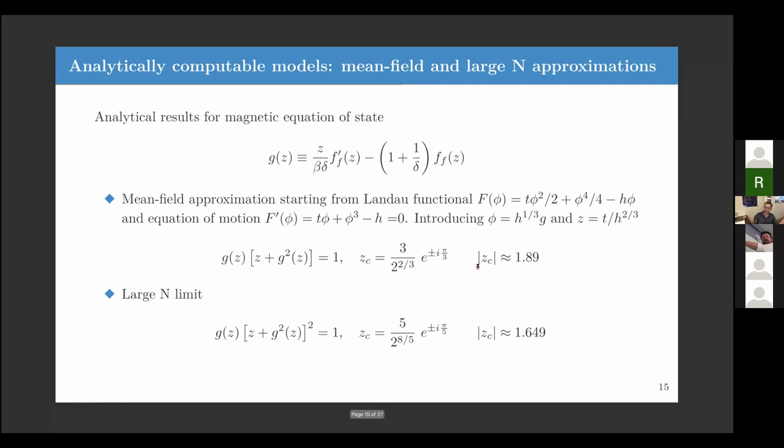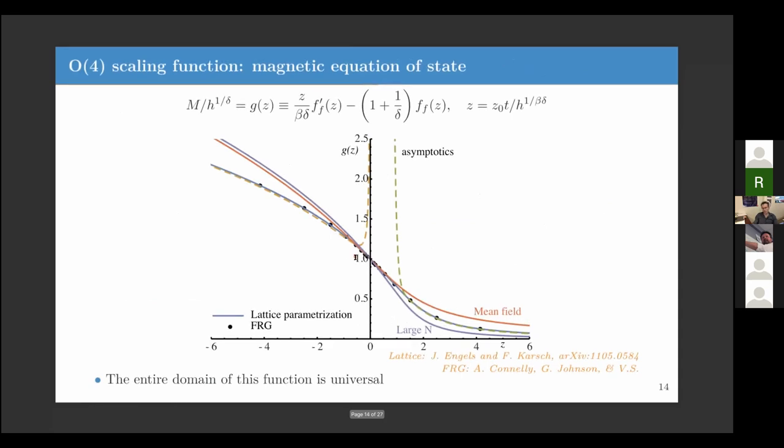Okay, the magnitude of the singularity is 1.89. And this singularity is interesting, and we'll discuss it in a second. For large N, the calculations are a little bit more complicated, but at the end of the day, you essentially will end up with this equation. And this equation again has singularities. You can find them analytically. They're given over here, and this is the numerical value for the absolute value. So, by the way, these functions are just plotted over here. So this is mean field and large N.